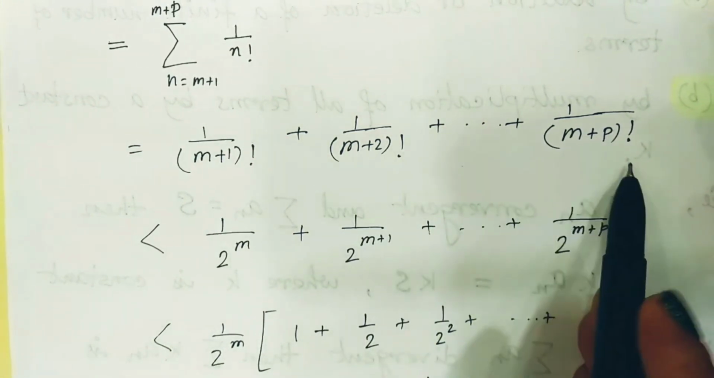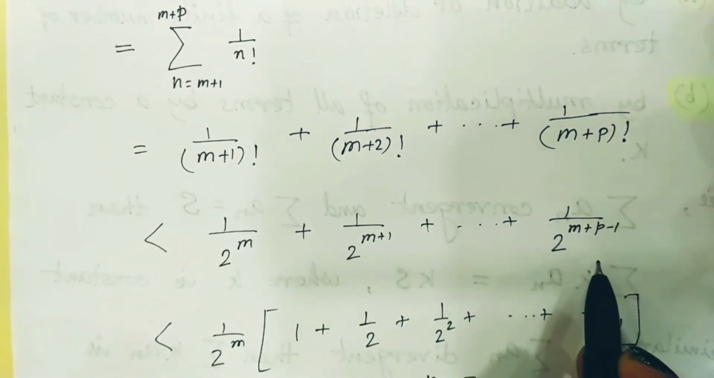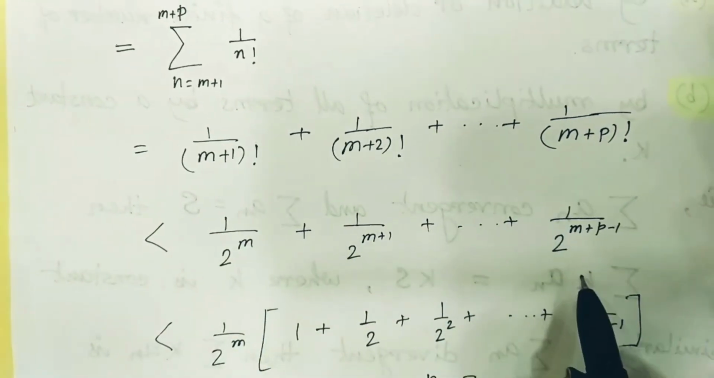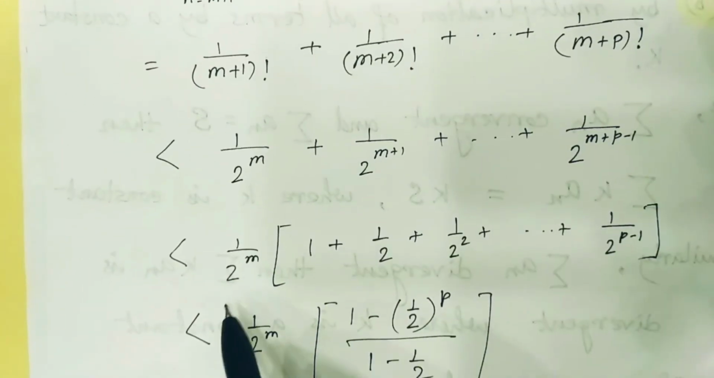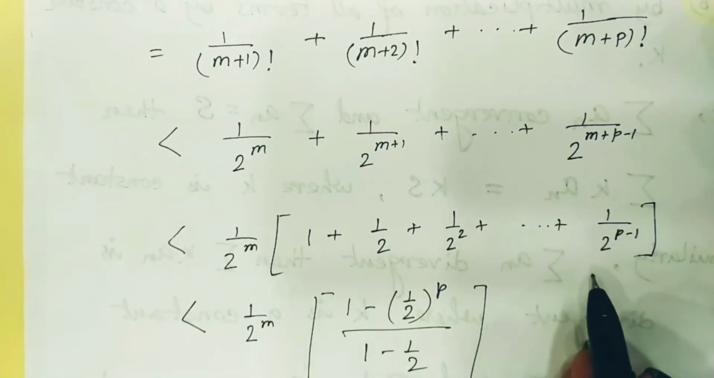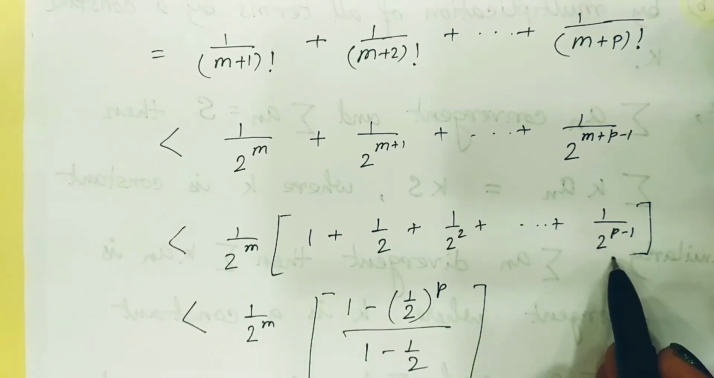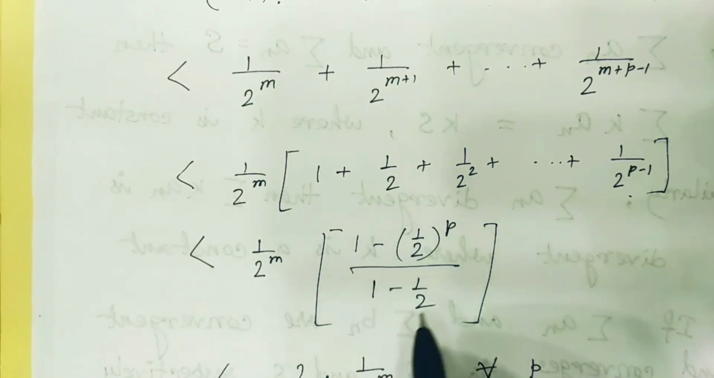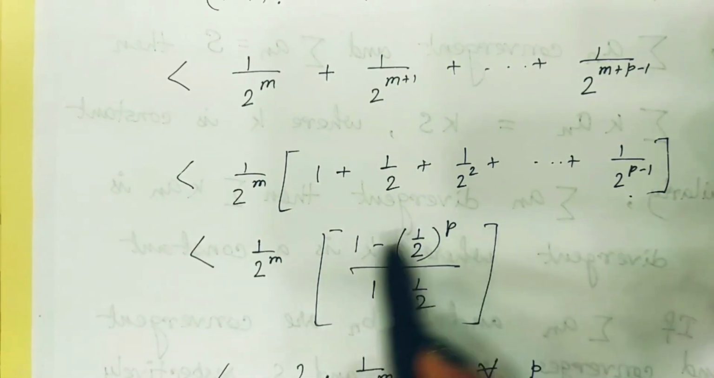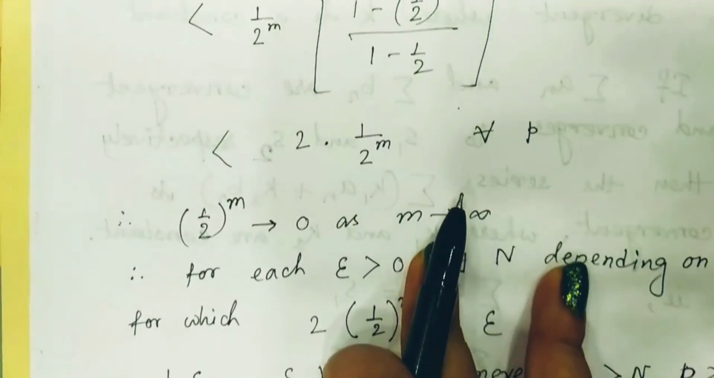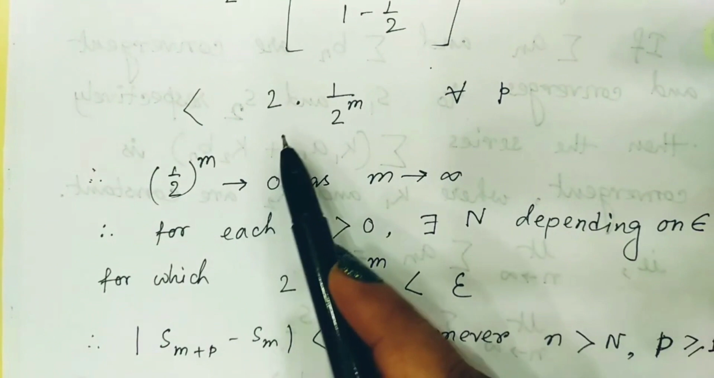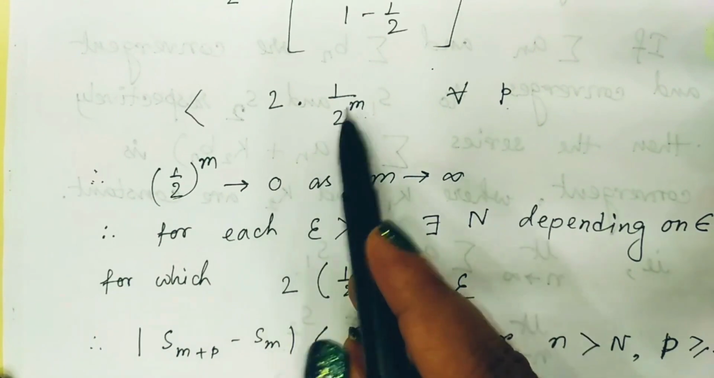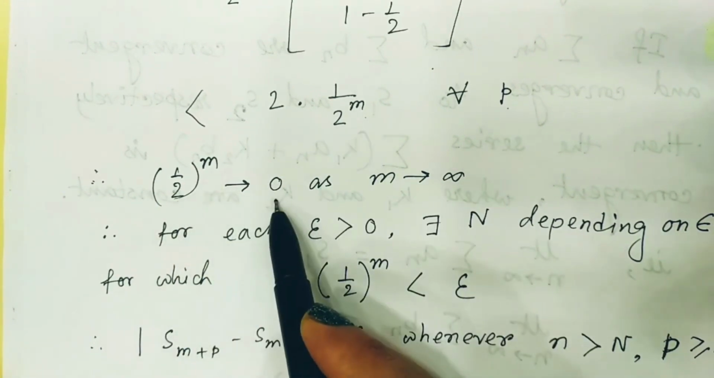Likewise, if we replace all the corresponding terms by the increasing powers of 2, then we replace the entire series in this format. If we take 1 by 2 to the power m common, then the remaining part is a GP series where the number of terms is p. Here the common ratio is half, which is less than 1. If we apply the formula for the summation, then after simplification we find that it is less than 2 into 1 upon 2 to the power m, whatever be the value of p.